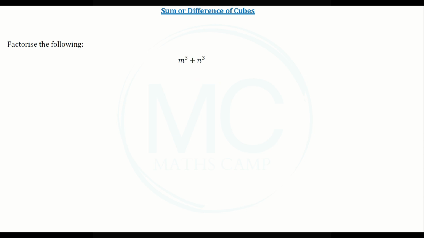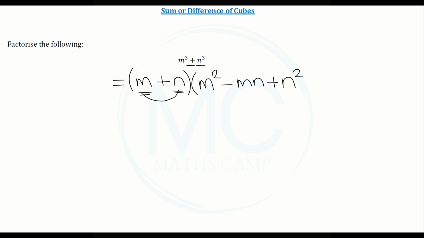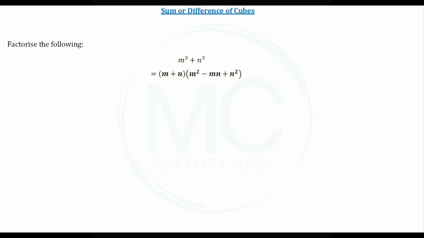m cubed plus n cubed. Let's open our first bracket. The cube root of m cubed is simply m. We have a plus sign, so we say plus. The cube root of n cubed is n, and we can close our bracket. Let's open our second bracket. We have an m. Let's square it, and we get m squared. Then we multiply m and n, and we get mn. Change the sign, and we get negative mn. Finally, we square our second term, and we get positive n squared. Let's do another one.